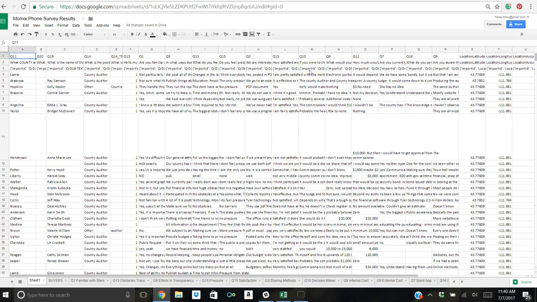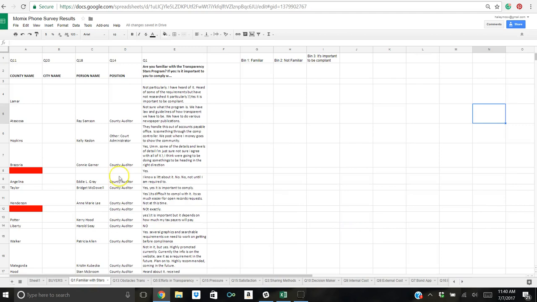So in order to bin my open-ended questions, what I did with this data set was I went through and, for each open-ended question, I copied it and then I moved it onto its own sheet with some other information. So if we go over here to this sheet, question 1, familiar with stars is the name of it. You can see I copied over the question and all the responses to this question. And then I also copied over the name of the county, the city, the person, and then that person's position. So this is just giving me some information for which response belongs to which person.